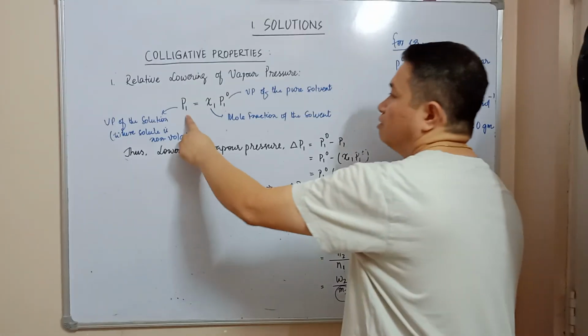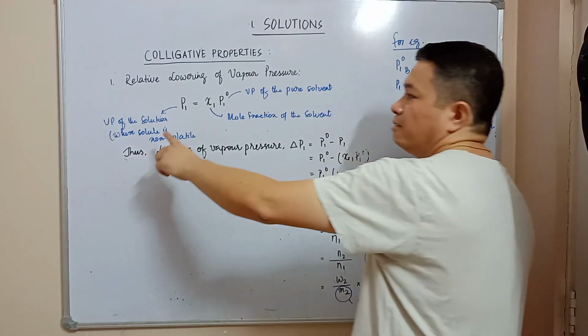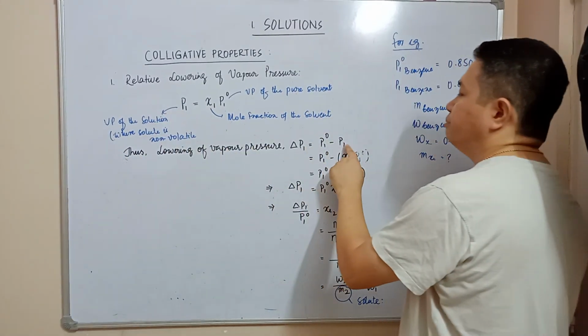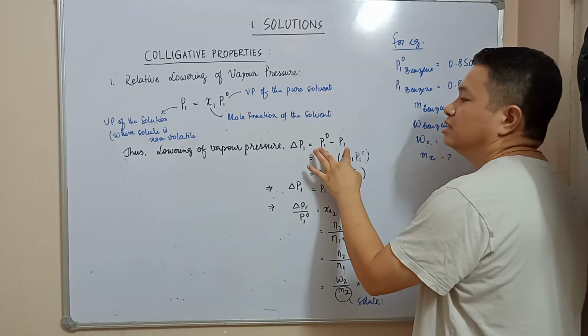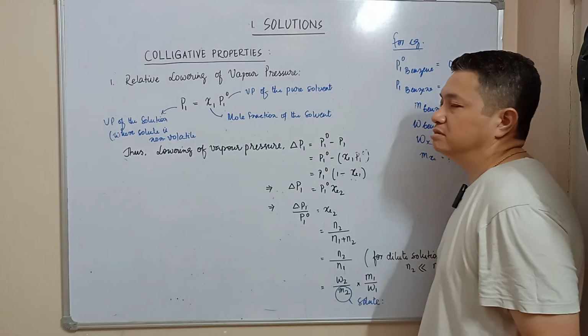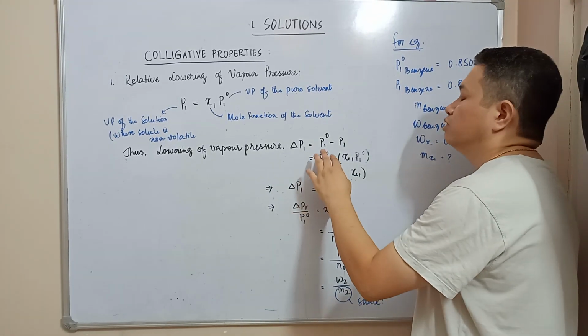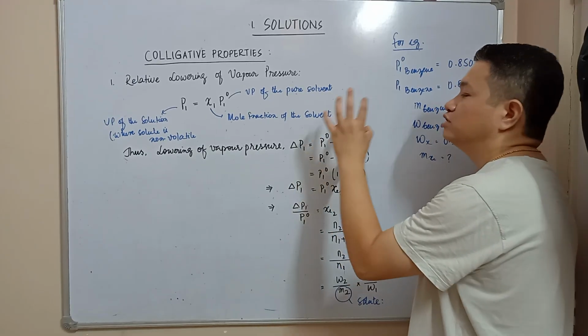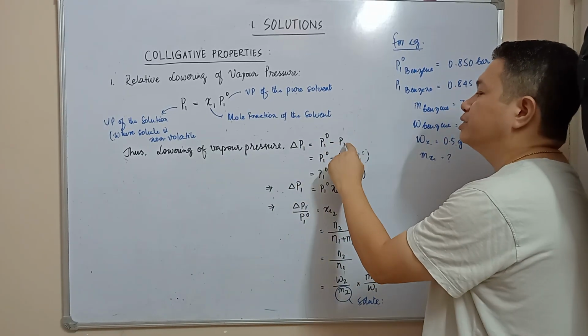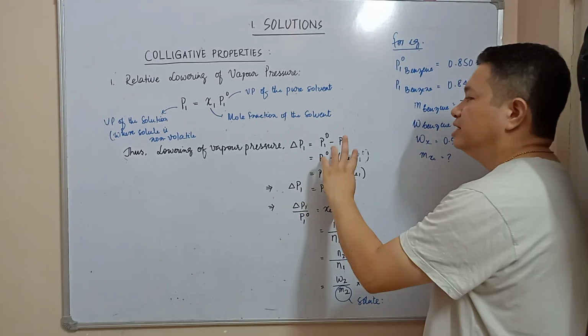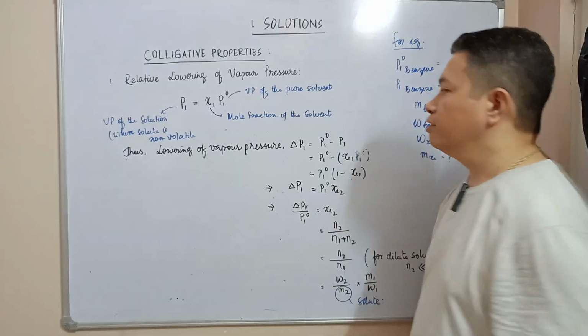So what is the vapor pressure now? It's the vapor pressure of the solution, or the vapor pressure of the solvent, now P1. So its difference will be what? It will be the lowering of vapor pressure. What was the vapor pressure initially when it was a pure solvent, and what is the vapor pressure now when some solid is dissolved? That difference is called lowering of vapor pressure.